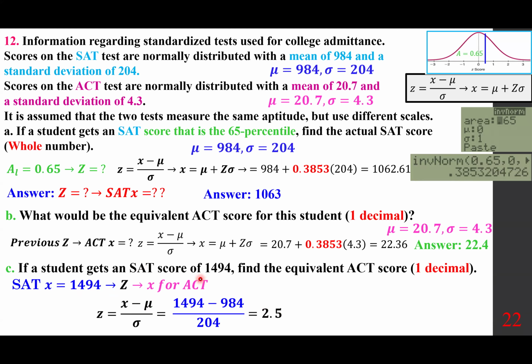So that's the same Z score for ACT. And we're going to use this formula, this one. And of course, with mu and sigma, 20.7 plus 2.5 times 4.3, 31.45. Since they said one decimal, 31.45 changes to 31.5, and we're done.